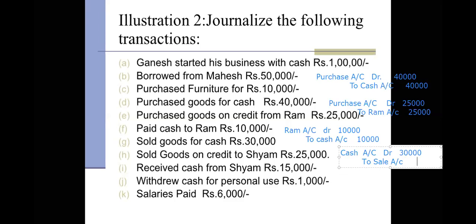Okay, so this is how you will be writing up this will be your entry for sold goods for cash. तो आपने कैश पर गुड्स जो है वो सेल की है, तो आपने गुड्स नहीं लिखना है. You have to write term sale for this, and definitely you will be moving towards that cash account debit to sale account. So this is how you will be dealing with this G transaction, that is sold goods for cash rupees 30,000.